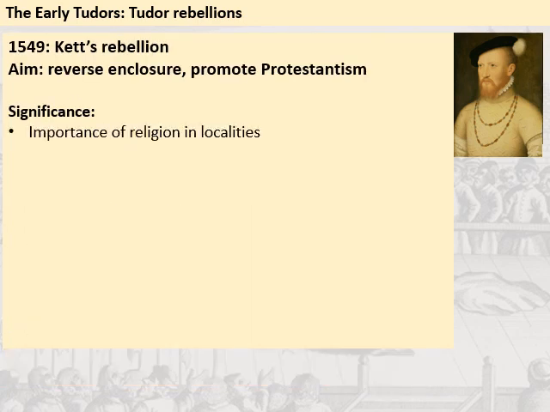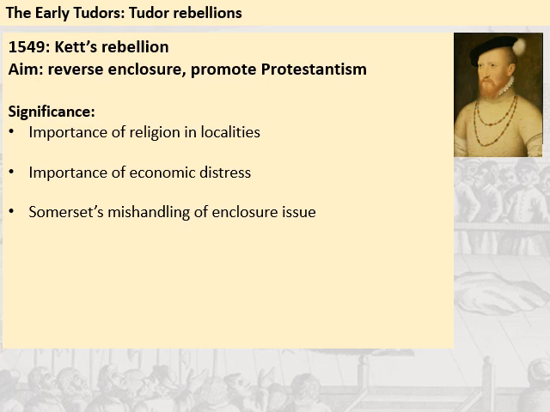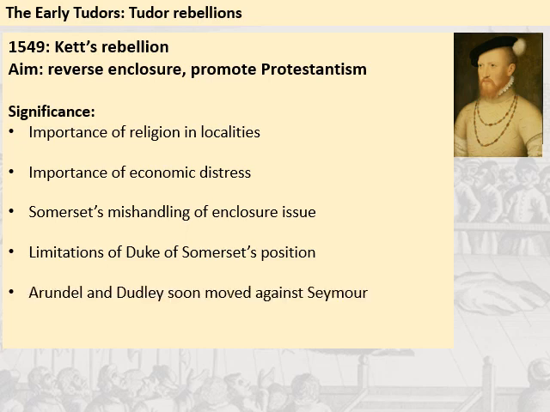Now this rebellion has significance for us. Again, it shows us the importance of religion, the importance of reformed religion on the other side of the country. It shows us the importance of the growing economic distress for the lower orders. It shows us that Somerset had mishandled enclosure, as he had previously mishandled religion. And it shows us the limitations of his position, the way that his high-handed personal rule by decree was ultimately a weak position to be in when problems came. Because only weeks and then months later, Arundel and Dudley moved against him, and he is replaced.